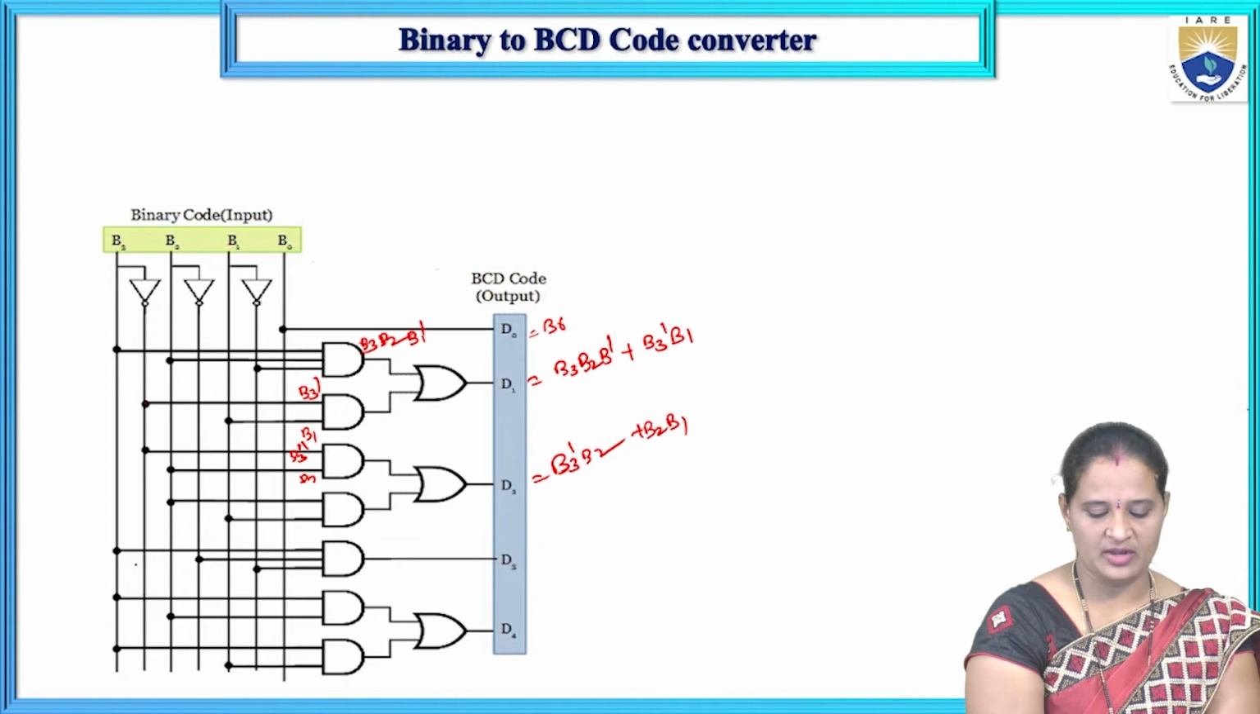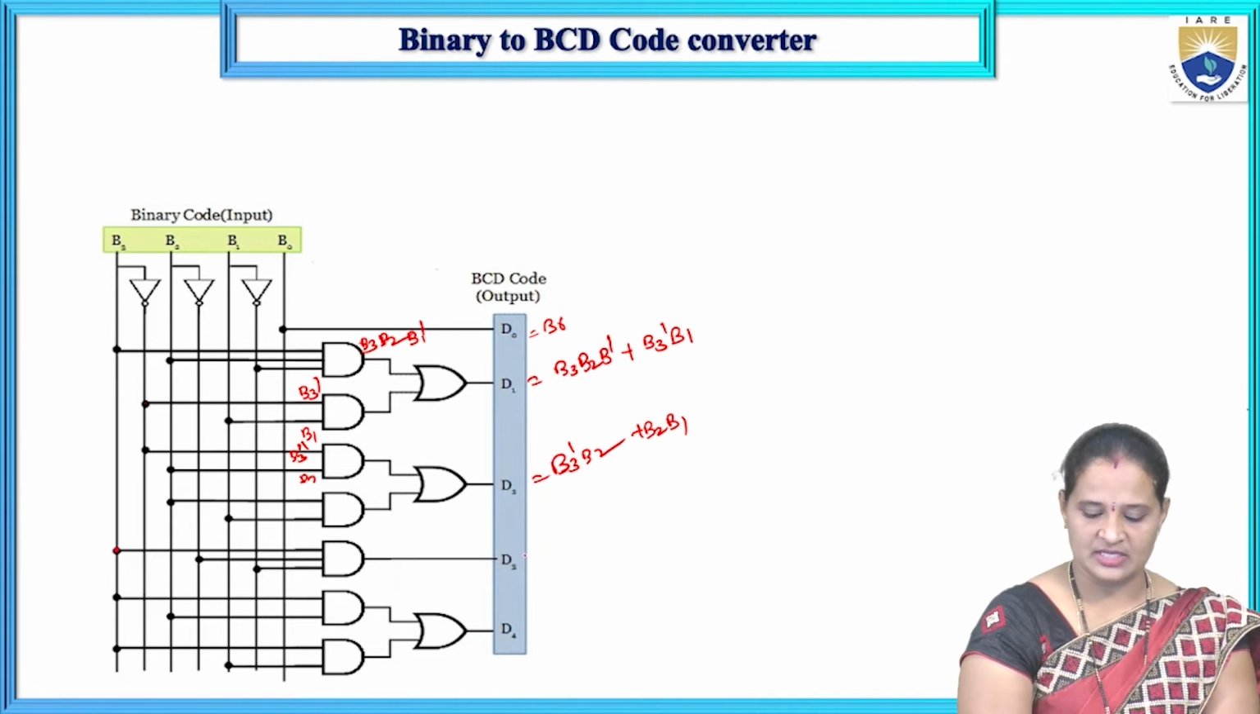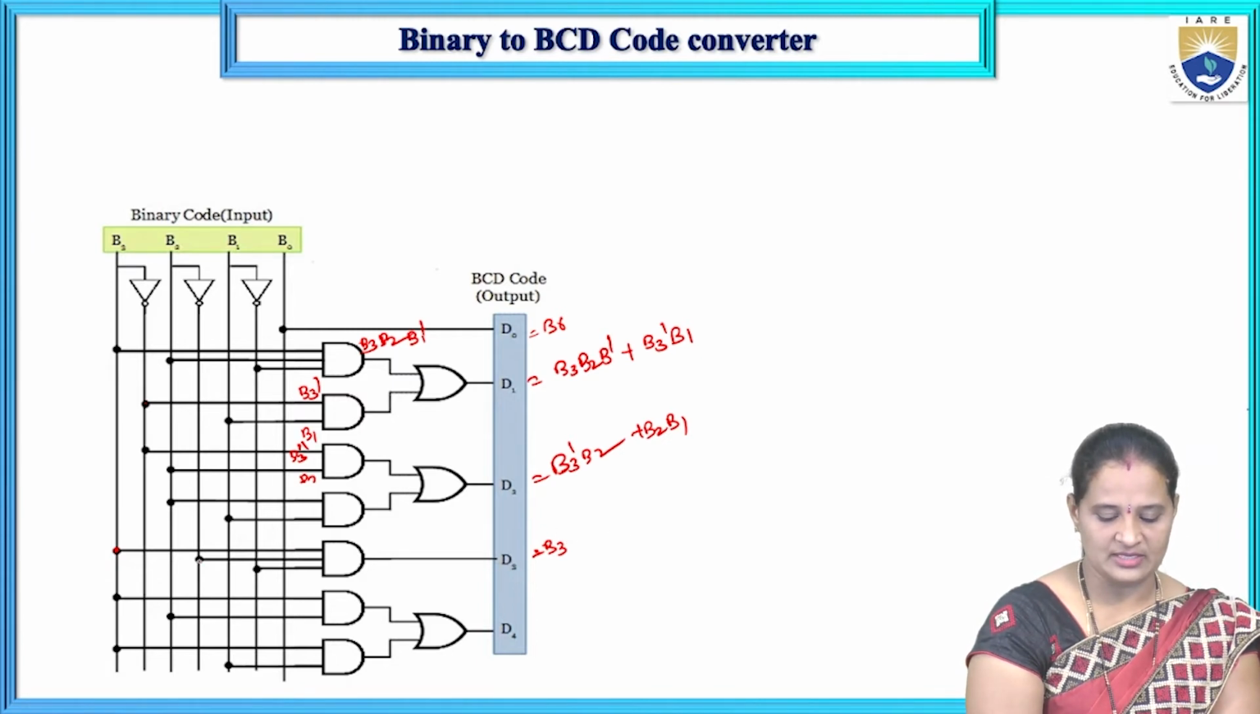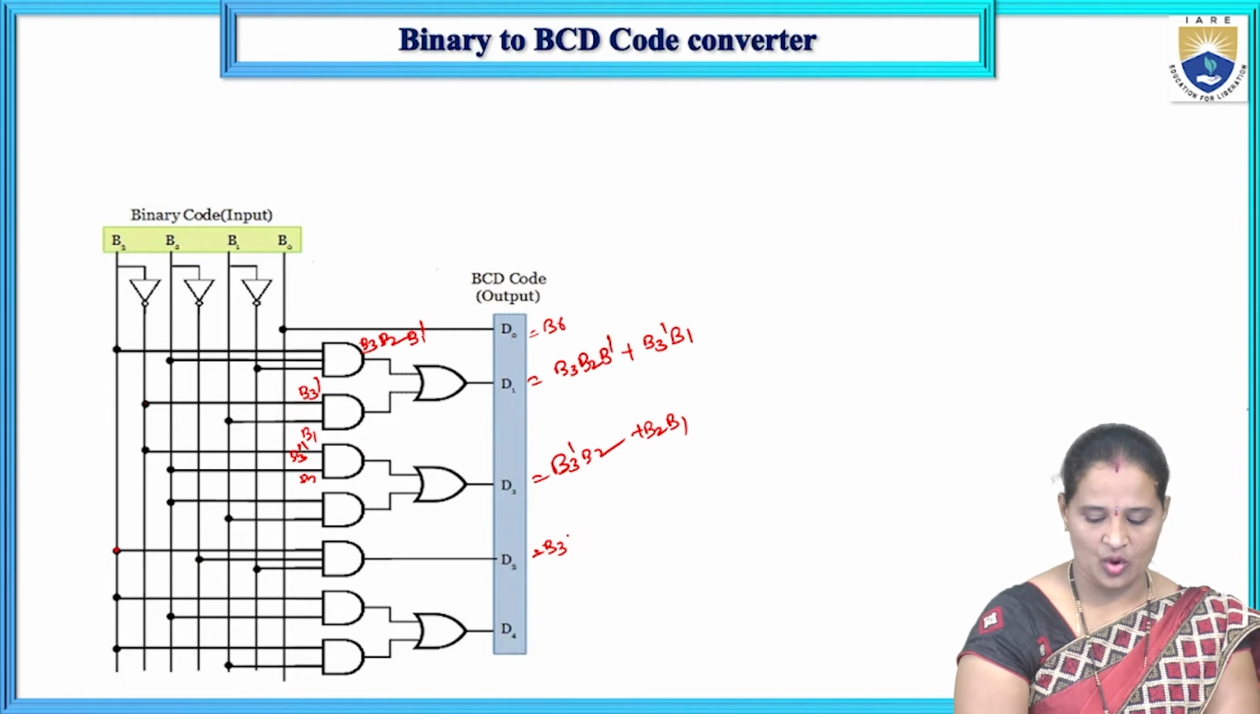And what about this one? I'm taking the inputs here. This is B3. Okay. B3 into, and this input is what? B2 complement. Next, this input is B1 complement. B3, B2 complement, B1 complement.